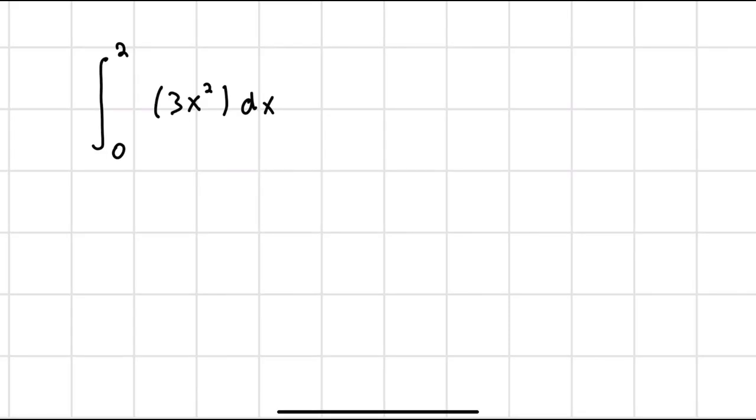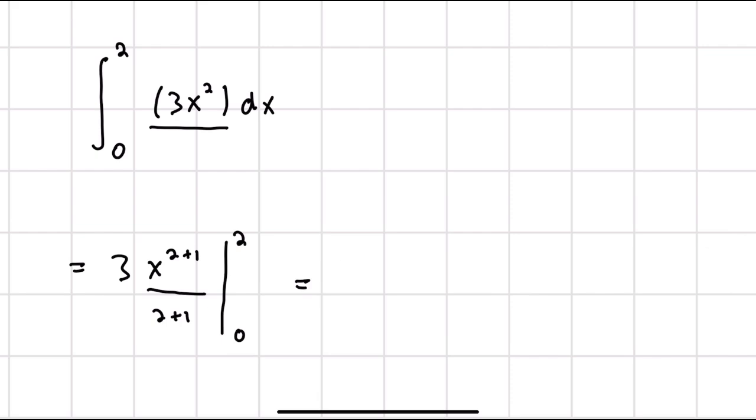To solve this definite integral, we first have to find the antiderivative of this integrand. So that is equal to 3 times x to the power of 2 plus 1 divided by 2 plus 1. And now let's define our upper bound, which is 2, and our lower bound, which is 0. And now we can simplify everything.